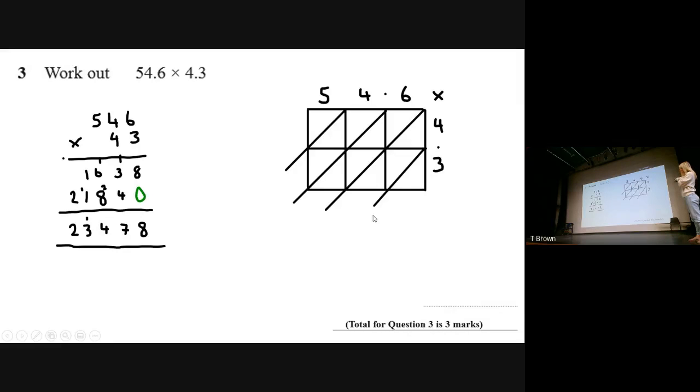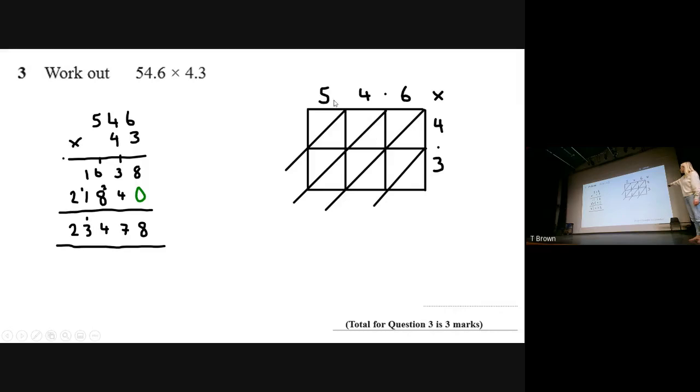To fill this out, each square here is going to be the number at the top multiplied by the number at the side. We're going to put the tens on one side and the units on the other. So 6 times 4 is 24. So you're going to put the 2 and the 4. 4 times 4 is 16, so 1 6.